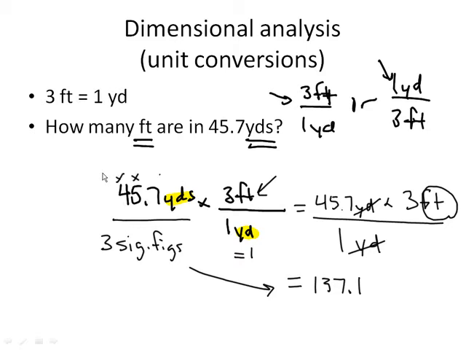1, 2, 3. Which means now, as I said, our answer should have 3 sig figs. Well, 137.1 right now has how many sig figs? It has 4. So I need to drop the last digit and turn this into 137. And I don't have to round this time because what I'm dropping is a 1. Don't forget to tack on your units and to box your answer.